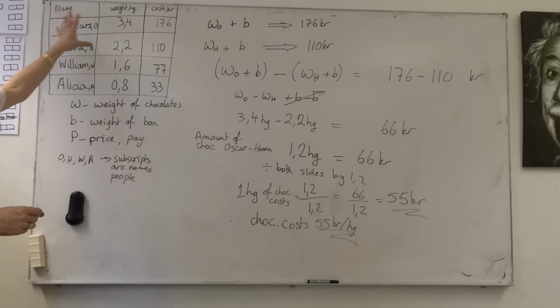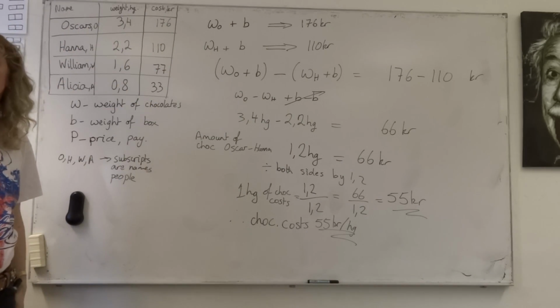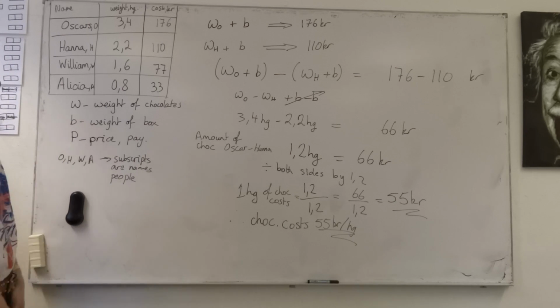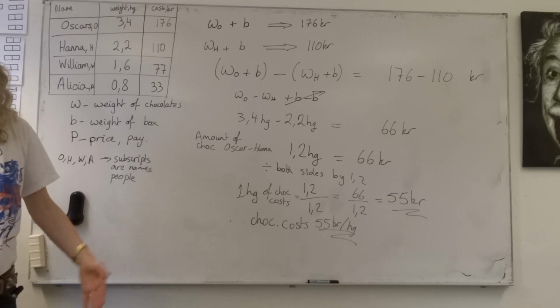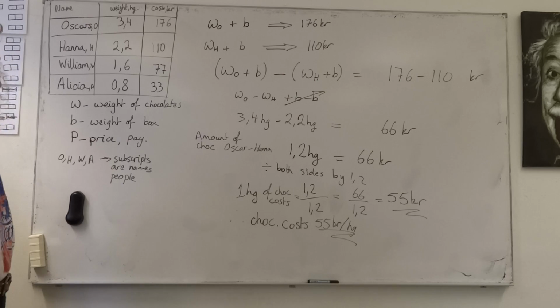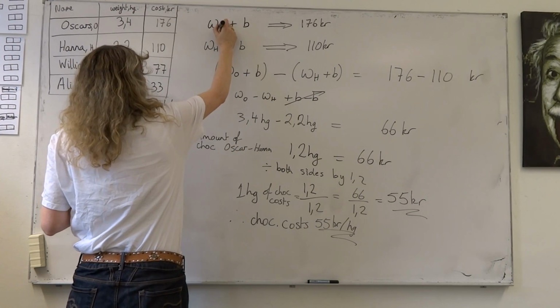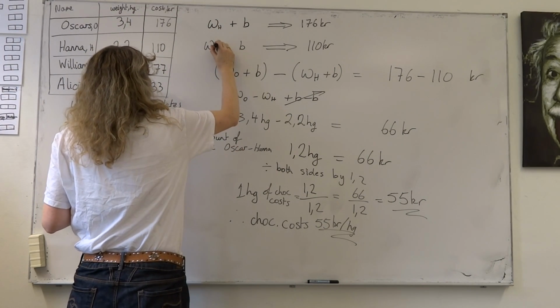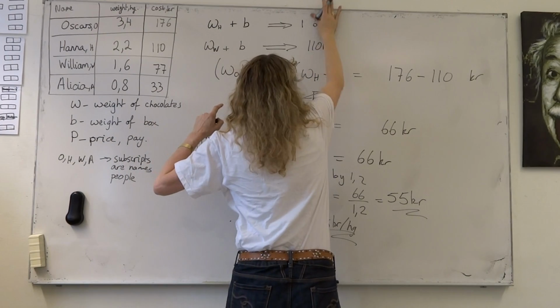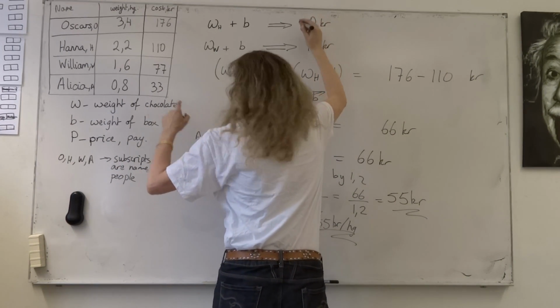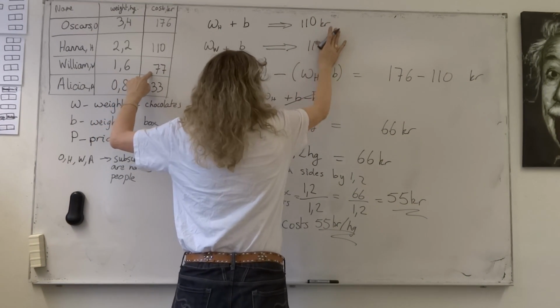So why are they giving us all this other information? Because we don't actually need it at all. Well, they're giving it to us in case we decide to check that we've done it right by taking Hannah minus William. Let's do that then. The weight of Hannah's minus the weight of William's. Hannah's was 110. William's was 77.